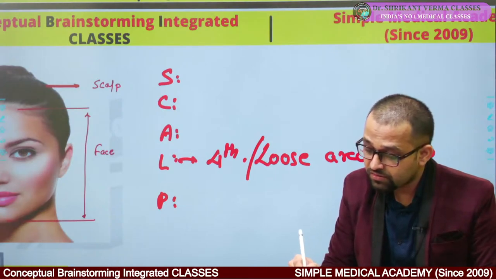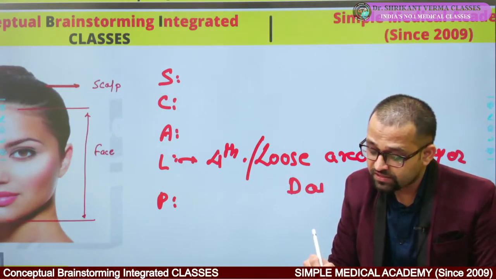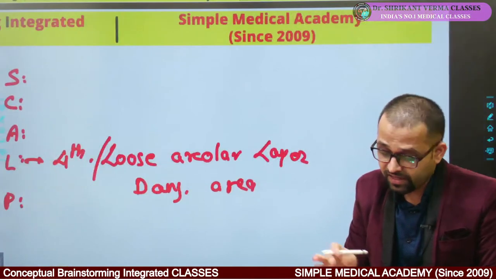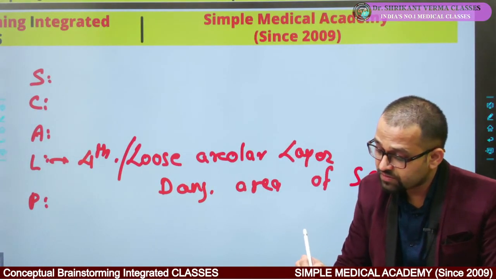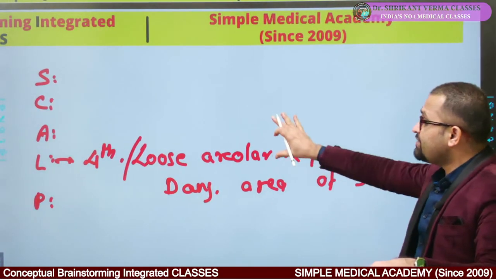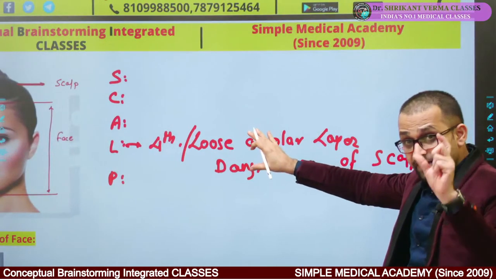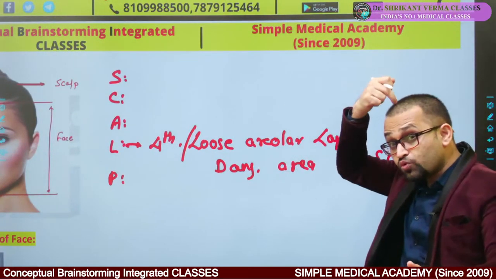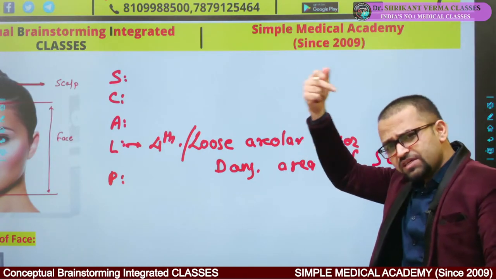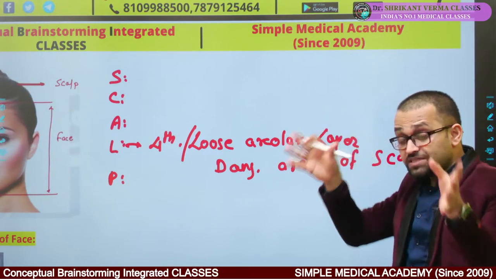Loose areolar layer. This is known as the dangerous area of the scalp. Yes, but they will not ask a direct question. They will put any kind of image. Right now, ventricular puncture had been asked. So definitely, the scalp will be pierced. Then meninges will be there.